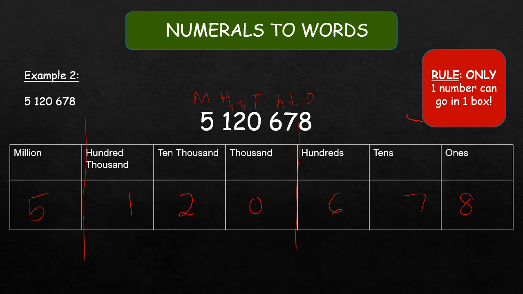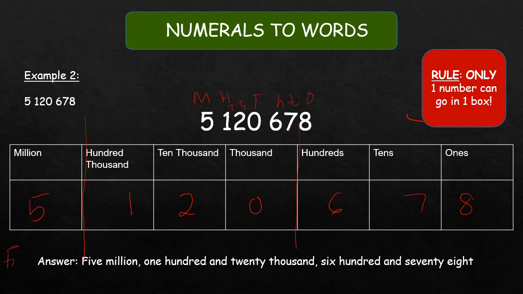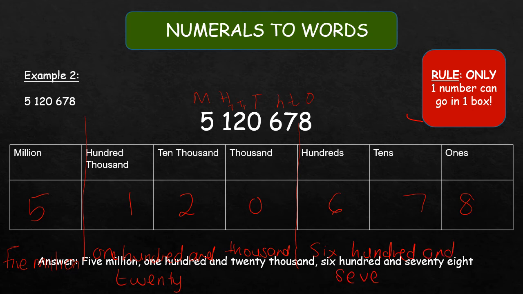So we're going to start off with the million. So we know that this is 5 million. We're going to take the thousand family over here. So look at this number. This is 100 and 20,000. And look at these three numbers over this side. It's 600 and 78. There we go.